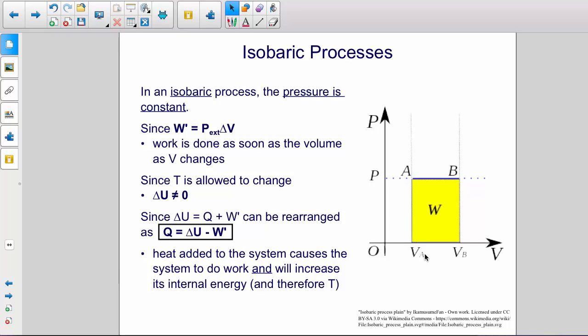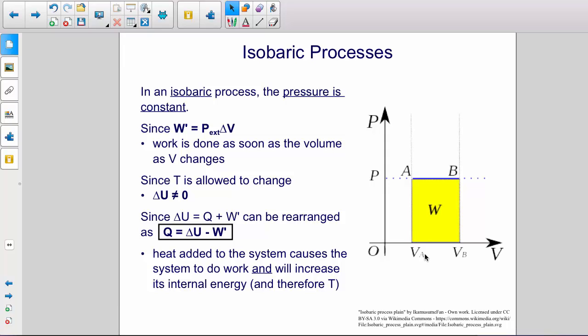Next, let's look at isobaric processes. In an isobaric process, the pressure is constant. Delta P is equal to 0. Now, since the work done on the system, W prime, is the external pressure times the change in volume of the system, we can see that work is done as soon as the volume V changes. Now, T is allowed to change, so we know that the internal energy is also allowed to change. That is to say that delta U is not equal to 0.